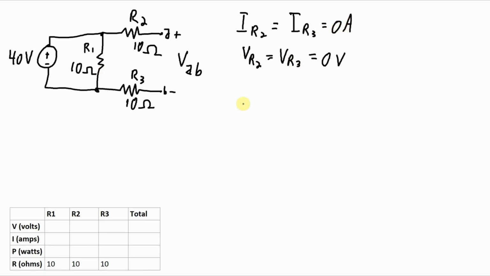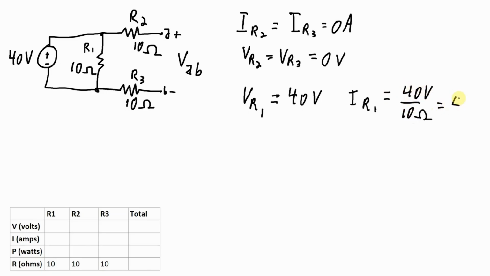Over here in R1, the voltage across R1 is everything from the source. So VR1 is 40 volts. And I can use an application of Ohm's law here to figure out what the current through R1 is. It's that 40 volts across the 10 ohm resistor gives me 4 amps.